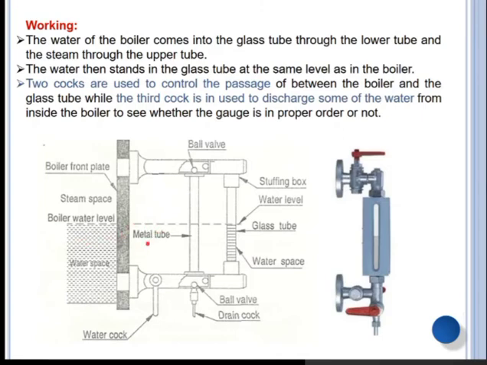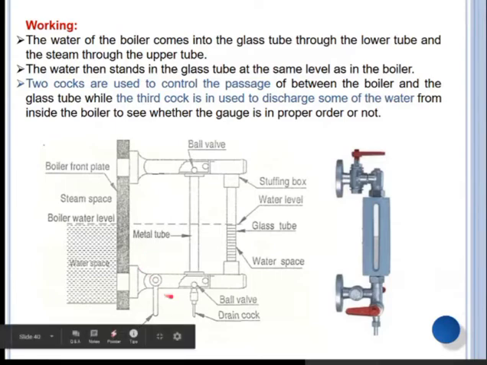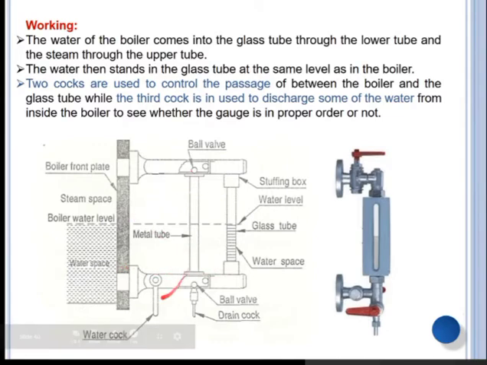The third cock is used to discharge the water from inside the boiler, to see whether the gauge is in proper order or not. Here you can see the two valves. As per your requirement, you can adjust the valves. You open both valves, and the water and steam enter. And here there is also a water cock.